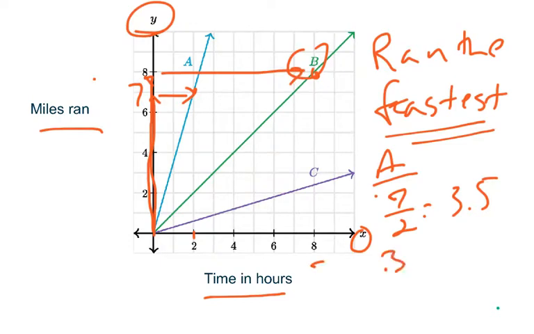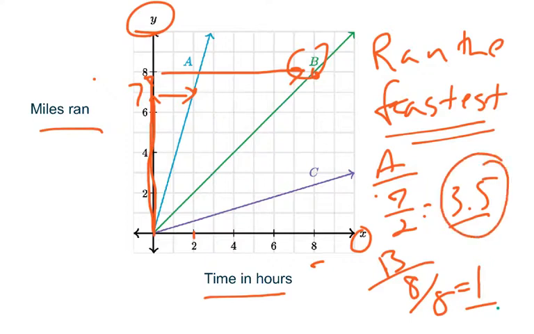So B's proportional graph is 8 over 8, which is 1. So who is running faster, 3.5 or 1? So far, 3.5 is running faster.